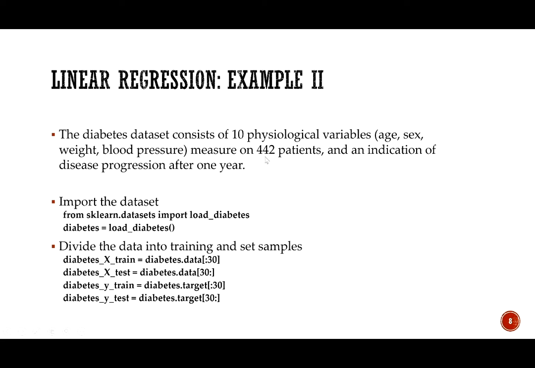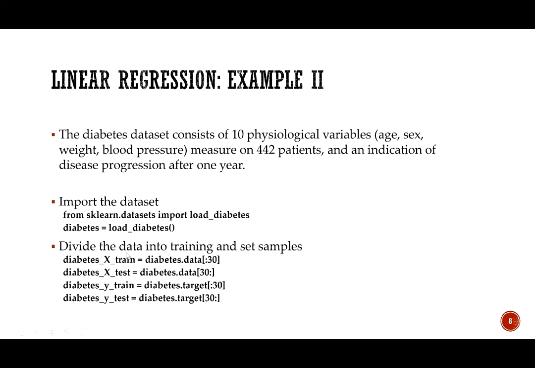The data set is on 442 patients. So we have 442 observations and an indication of disease progression after 1 year. So there is one response or dependent variable. First, in order to import the data set, we need to load the data. As you can see here, from sklearn.datasets import load_diabetes. And then we can create a variable which contains the diabetes data set.